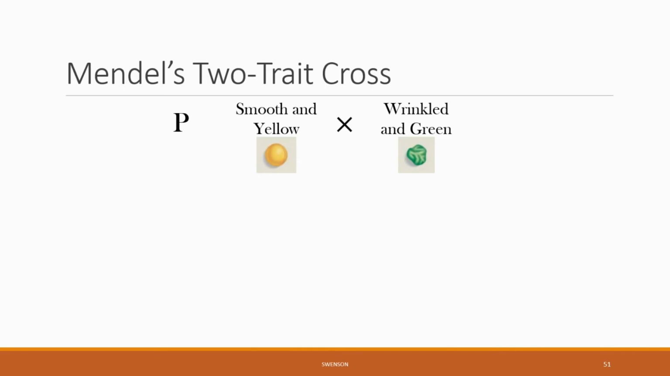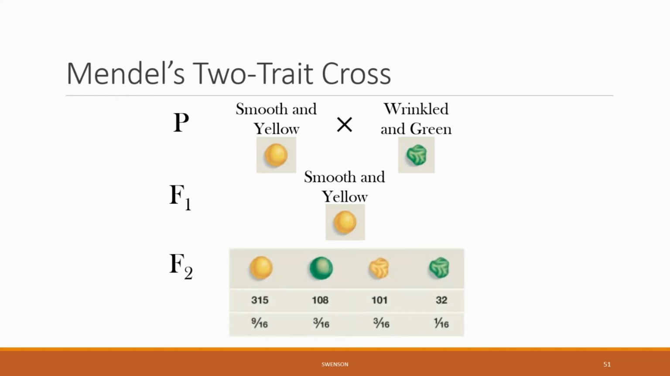Mendel did not stop at crossing peas with one trait that was different between them. He also crossed peas that differed in 2 traits. For example, he mixed peas that were true breeding round and yellow with peas that were true breeding wrinkled and green. And he got a F1 generation that was smooth and yellow in the following ratios.